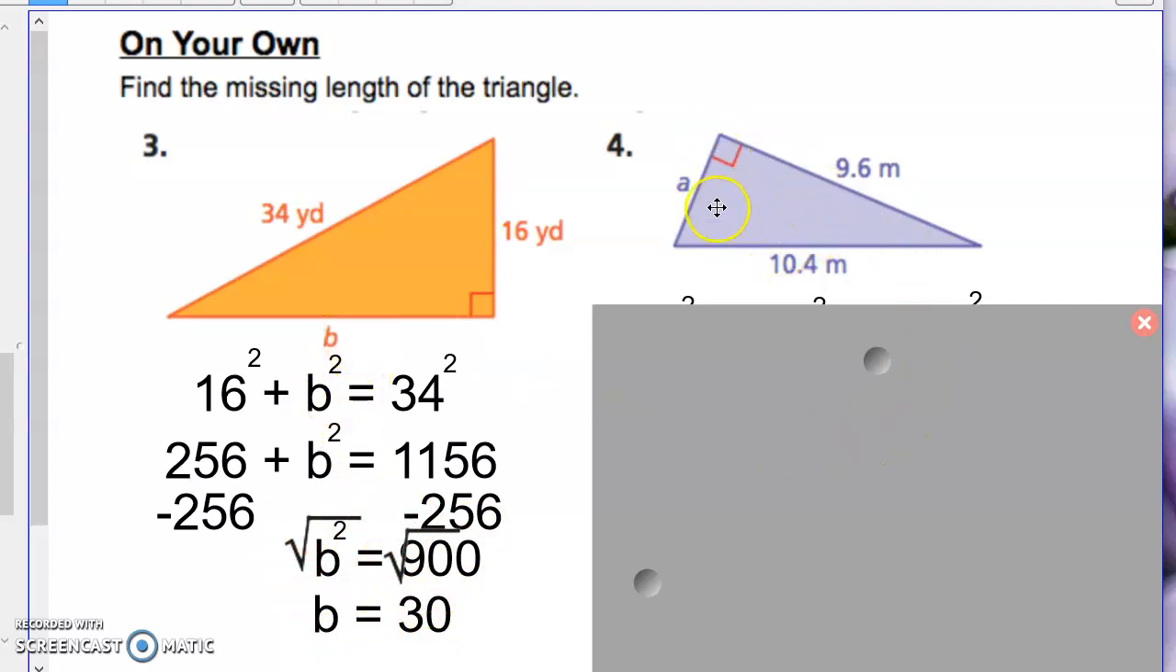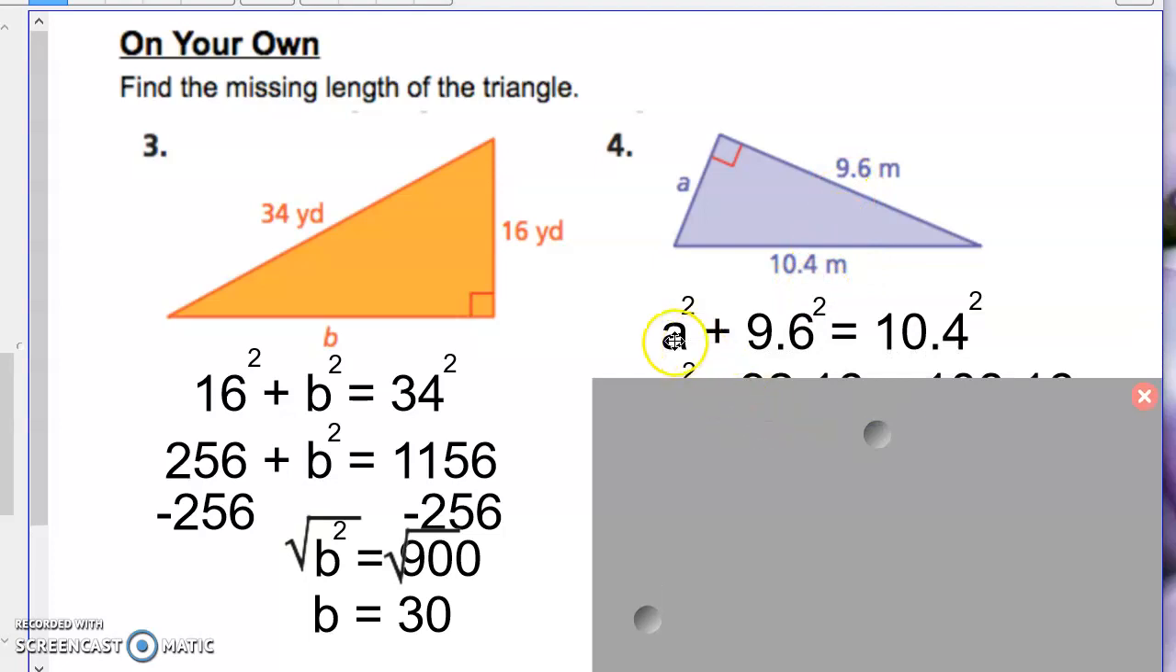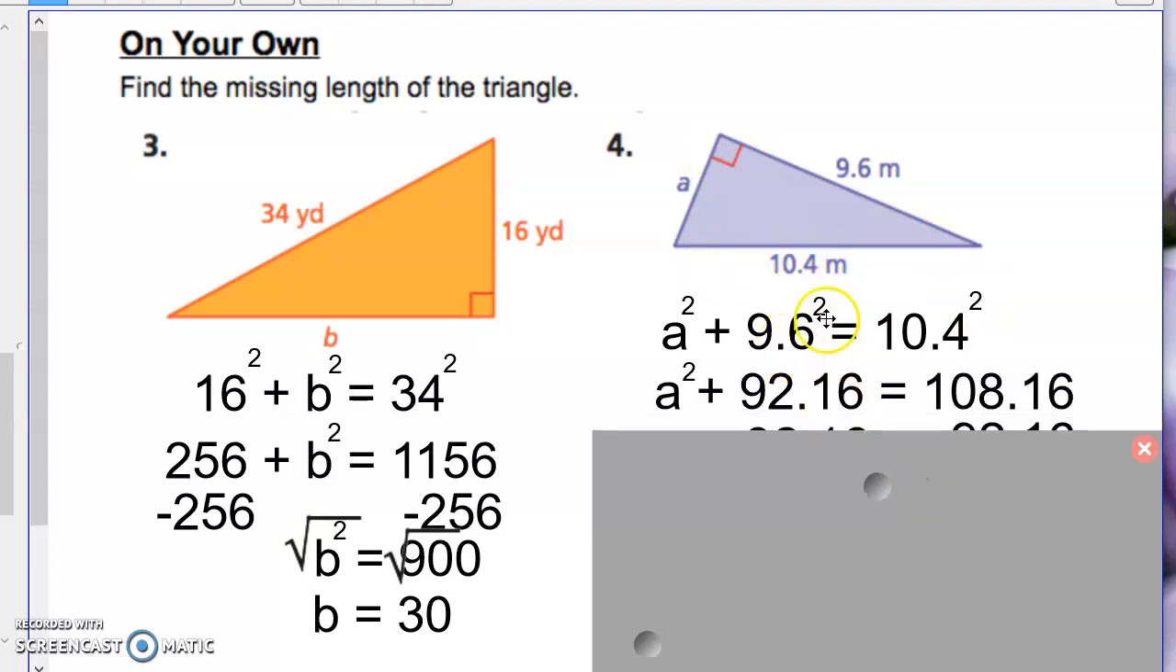This one looks a little bit trickier, but it's really kind of the same thing. You just have decimal numbers instead of whole numbers that we've been working with. So a squared plus 9.6 squared equals 10.4 squared, because 10.4 is opposite my right angle, so that has to be my hypotenuse. Then I figured out what 9.6 squared is, 92.16.